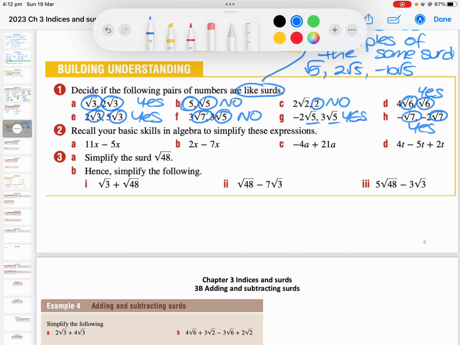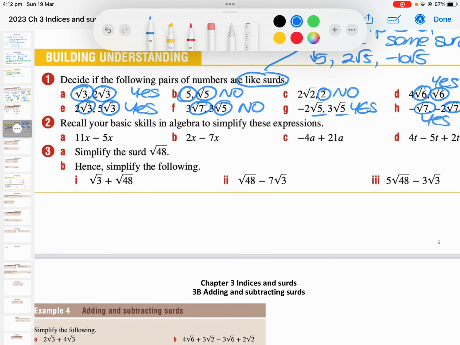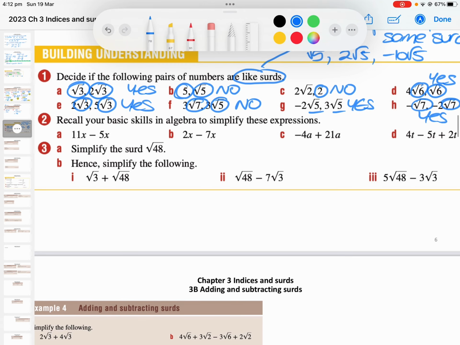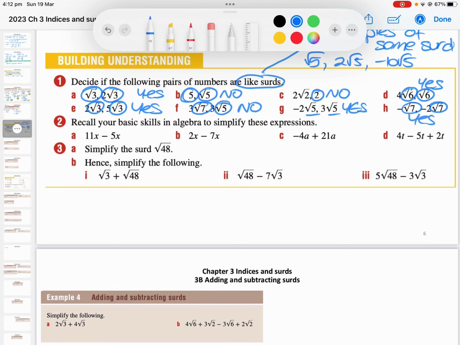So let's just remember some of our basic algebra, and you should be able to do these okay because we've just done it. So see if you can work out question 2. Just have a go at A, B, C and D, and then you can watch the answers. 11x take 5x is 6x. 2x take 7x minus 5x. Minus 4 plus 21, 17a. And this one, 4t take 5t is minus t plus 2t is t, or 1t, but we don't tend to write the 1. So go ahead and see if you got those correct.